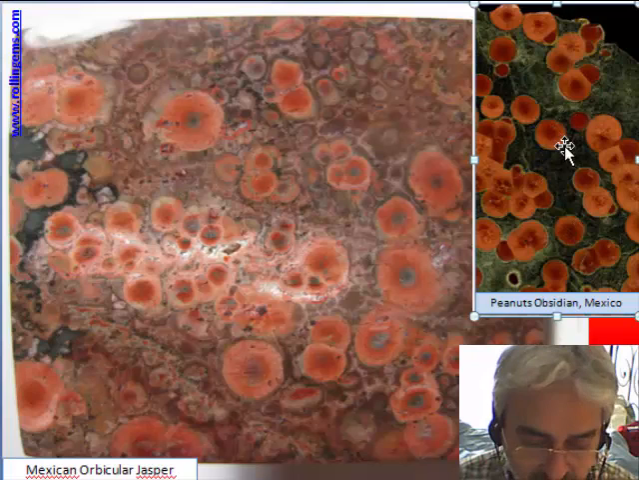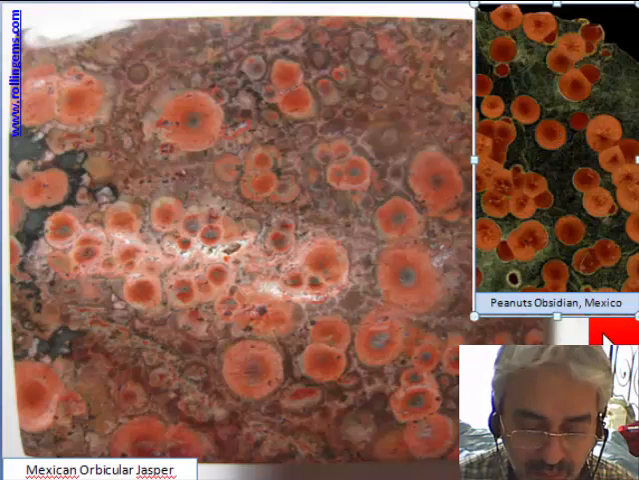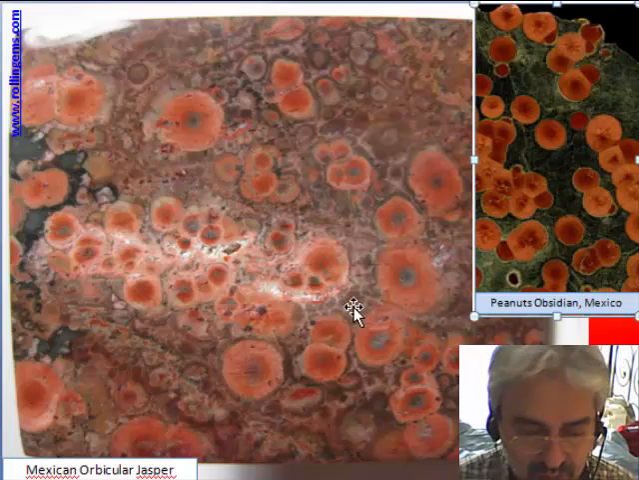The shapes of the spherulites are fibrous and almost the same size, and they also have the same color, with a red and black dot in the middle. So we can imagine this obsidian is a kind of precursor of this kind of jasper.